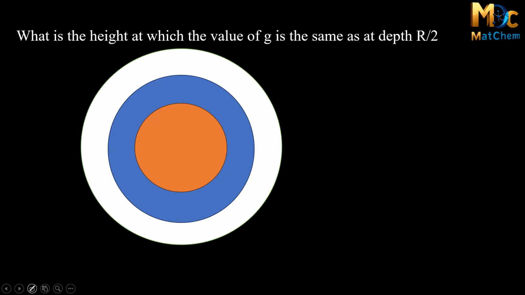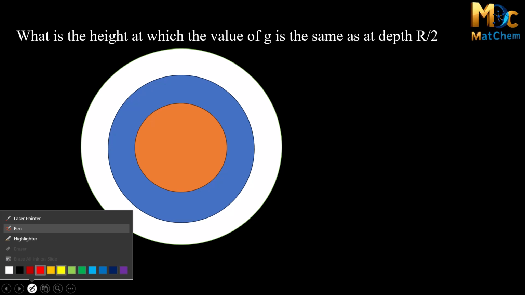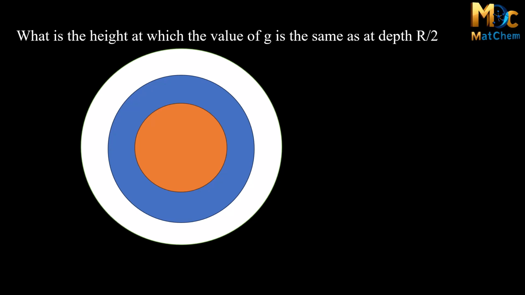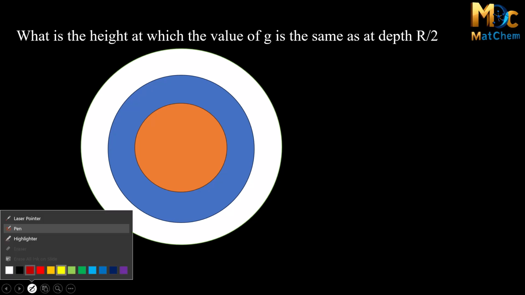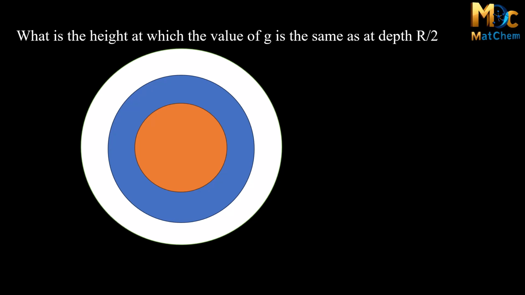In this particular video, we will be discussing a question that is related to the chapter gravitational force from class 11 physics topic. So the question is, what is the height at which the value of g is the same as that at depth R by 2? That means we know that there will be a value for the acceleration due to gravity on the surface of the earth. It varies with respect to depth, and it also varies with respect to height.